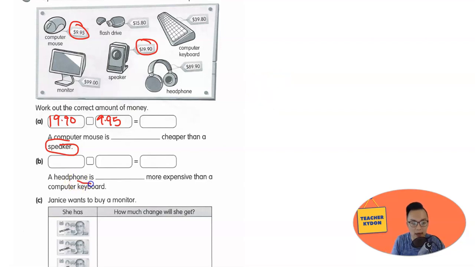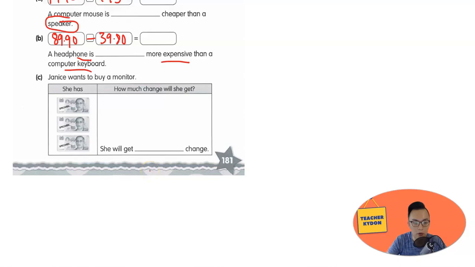So a headphone is how much more expensive than a computer keyboard? So you must understand which is more expensive and which is cheaper. If you look at this, the headphone is $89.90, the computer keyboard is $39.80. So you need to take $89.90 minus away $39.80.